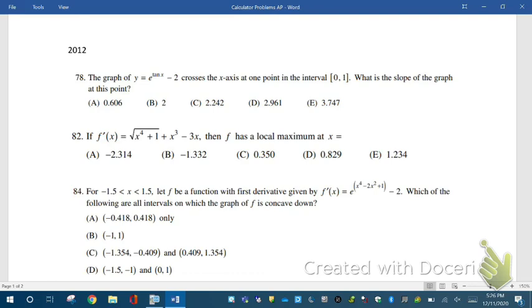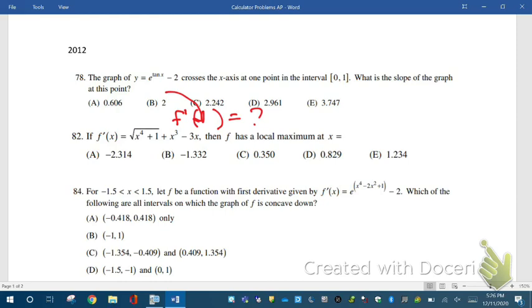it crosses the x-axis at one point from 0 to 1. What is the slope at that point? Well, slope means derivative, so I need to find the derivative at that point. Okay, that's what we're trying to find. But first I got to figure out what point we're talking about. Once I find that point, I'll use nderive to get the slope.